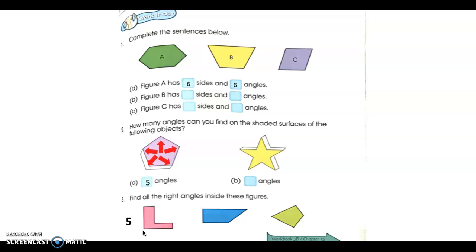All right. Now you can do the remaining questions and then understand this topic fully. So I hope you understood what is an angle, how an angle is formed, what is a 90-degree angle, and how we can check whether it is a 90-degree angle.